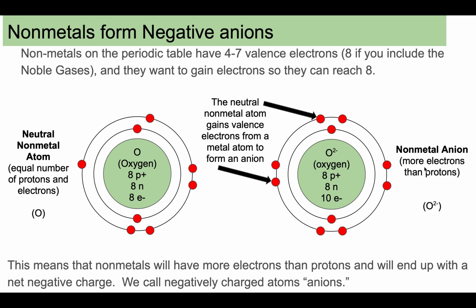And in this particular case, with more electrons than protons, you're going to end up with a negative charge on your atom. We call any of these negatively charged ions anions. So again, that means that nonmetals will have more electrons than protons, will end up with a net negative charge. And anything that's got a net negative charge on it, we refer to as an anion.